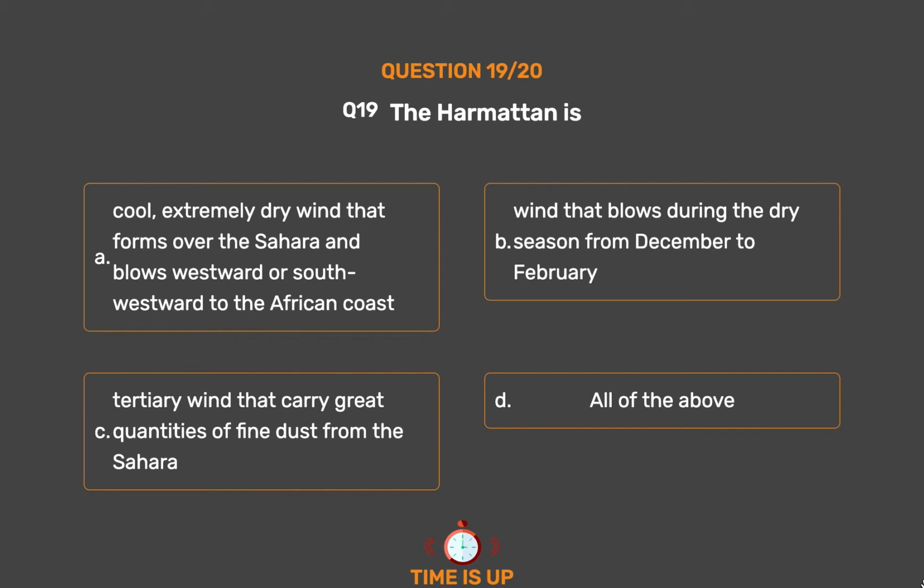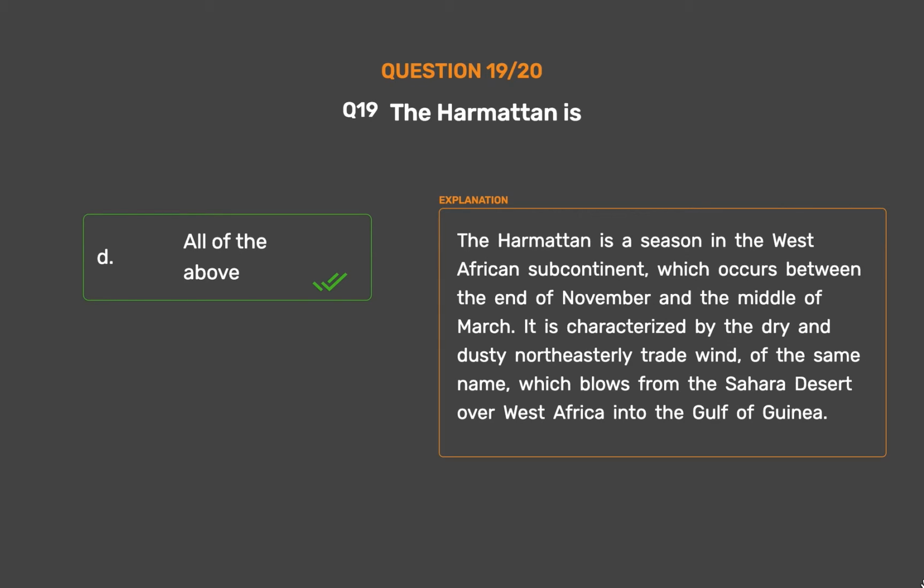The correct answer is option D, all of the above. The Harmattan is a season in the West African subcontinent, which occurs between the end of November and the middle of March. It is characterized by the dry and dusty northeasterly trade wind of the same name, which blows from the Sahara Desert over West Africa into the Gulf of Guinea.